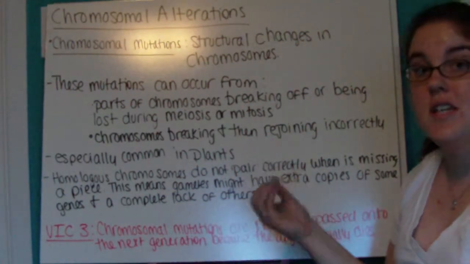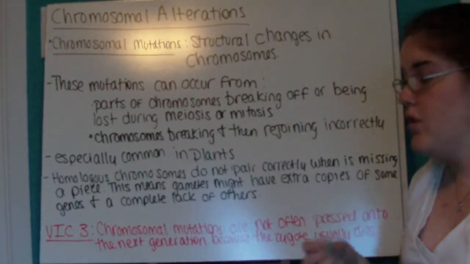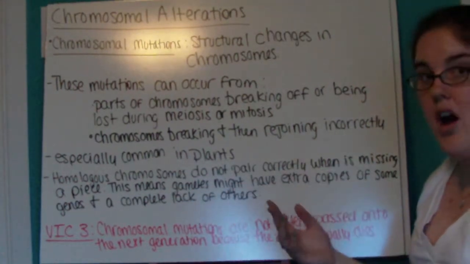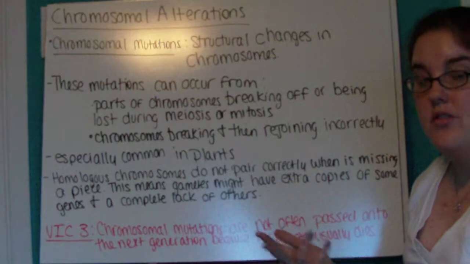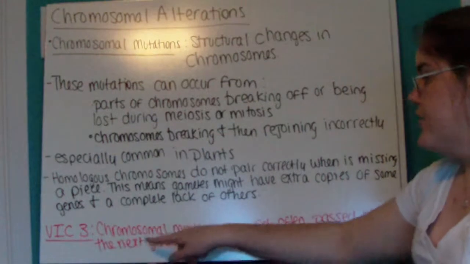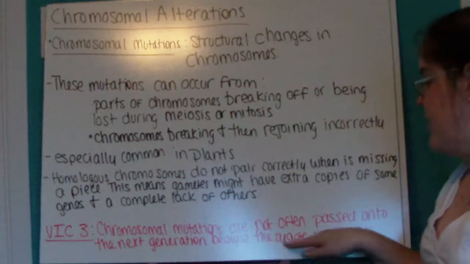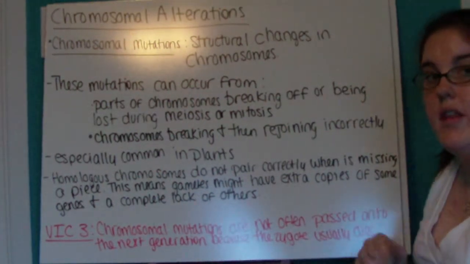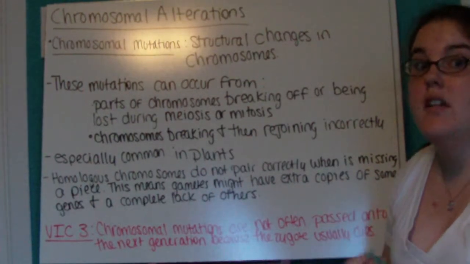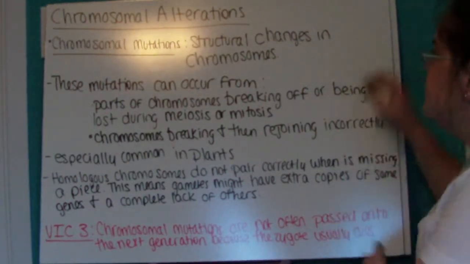Remember, we said that non-disjunction is whenever it gains an extra pair or an extra chromosome. This is what's happening. It does not pair correctly when it's missing that piece, which means it has to have that extra copy, or in some cases, a complete lack of others, like in Turner syndrome, where the female is actually missing an X chromosome. So our big number 3: chromosomal mutations are not often passed on to the next generation because normally the zygote usually dies. Whenever it is fertilized, it will usually not be able to continue on and grow and eventually become an organism.